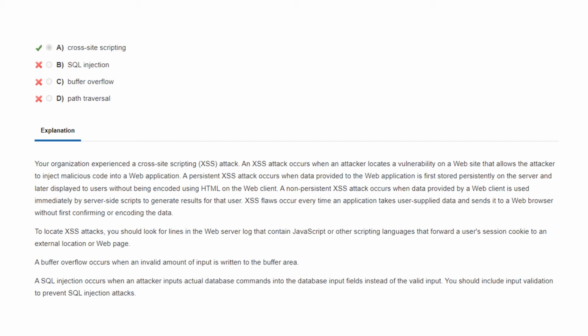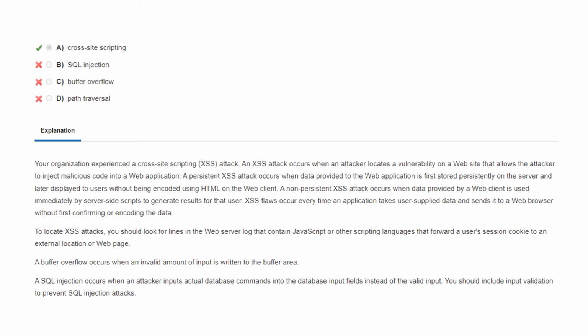A persistent cross-site scripting attack occurs when data provided to the web application is first stored persistently on the server and later displayed to users without being encoded using HTML on the web client. A non-persistent cross-site scripting attack occurs when data provided by a web client is used immediately by server-side scripts to generate results for that user. And a cross-site scripting flaw occurs every time that an application takes user-supplied data and sends it to a web browser without first confirming or encoding the data.